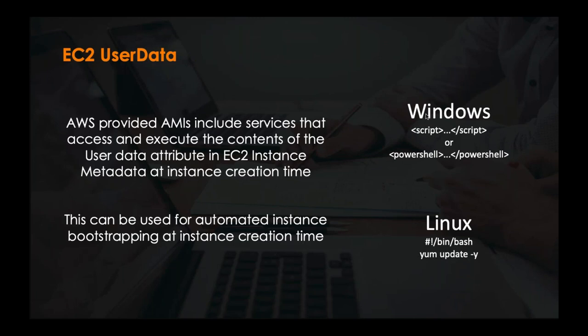Next comes the user data. User data is called bootstrapping of your machine. For a Windows machine, you can use a PowerShell script. For a Linux machine, you can go with a bash script. So here you will write a bash script that will automatically update the machine. Let's say while creating this EC2 machine, I will write a script that will download the Apache server, configure and download the MySQL server, write a file, anything that you want to do before the machine is ready. As soon as the machine is created, you will have everything in your system. So this is called bootstrapping of your machine.